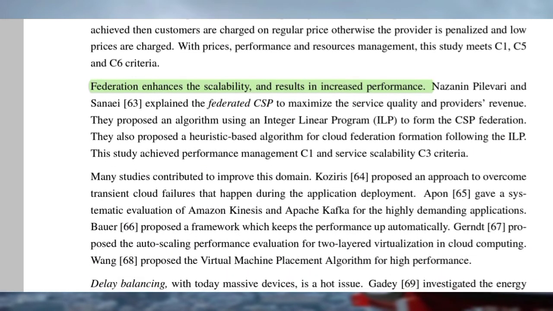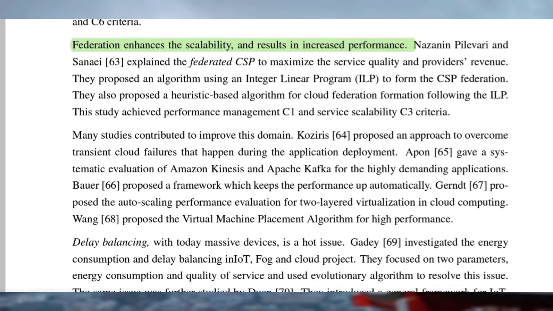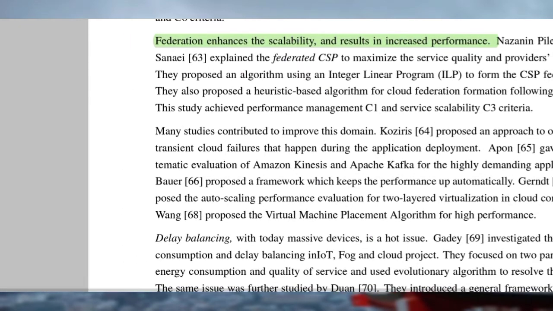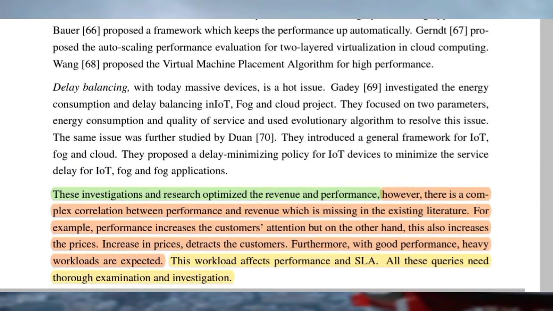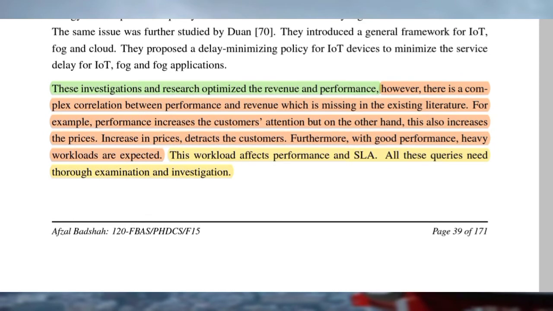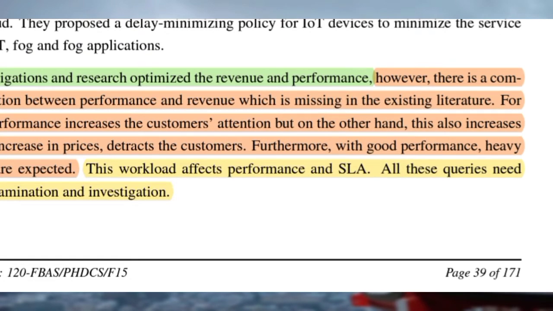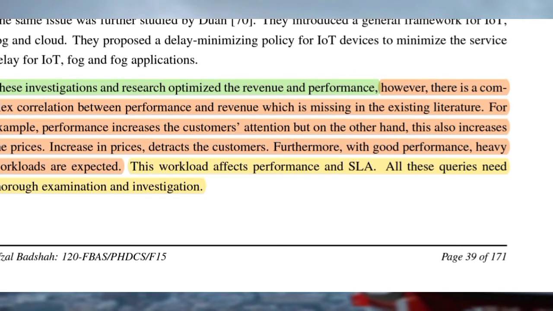Here you can see that these are also linking words: federation enhances the scalability and results in increased performance, okay. And many studies contributed to improve this domain, and you can see that this is also further enhancing it. So this is the main point. I am summarizing and analyzing the synthesis of performance management, the first category of the literature review. These investigations and research optimize the revenue and performance.